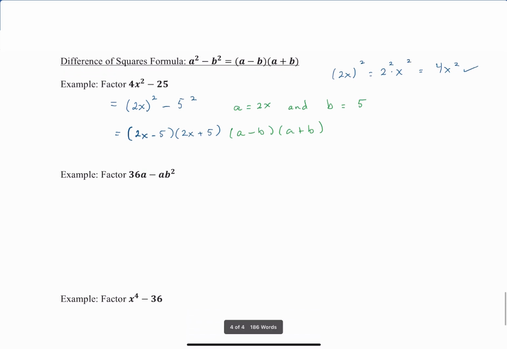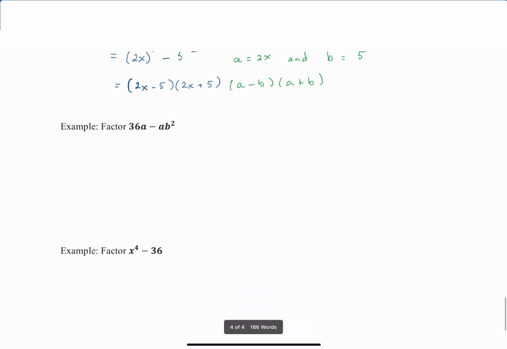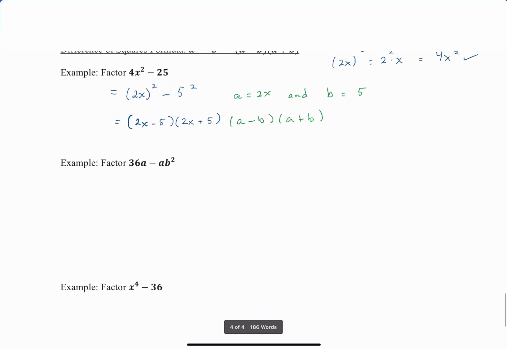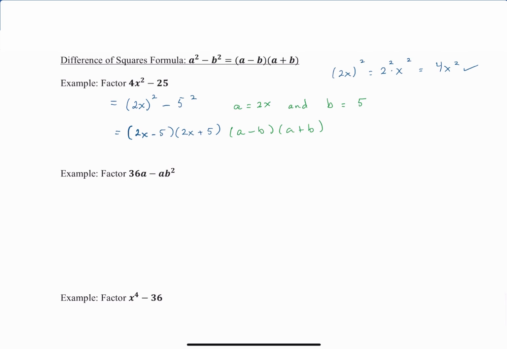Let's try factoring 36a minus ab squared. 36 is a perfect square. That's going to be 6 squared, so that looks good. But the a is not a perfect square, so that's in the way. Remember, in that first place, I have to have just a single thing being squared.